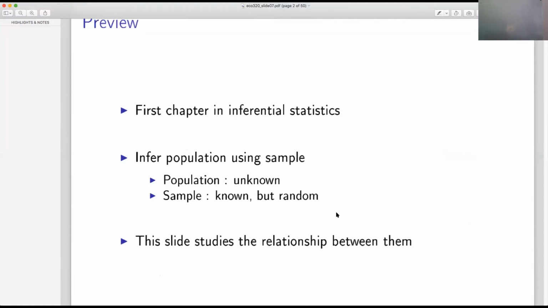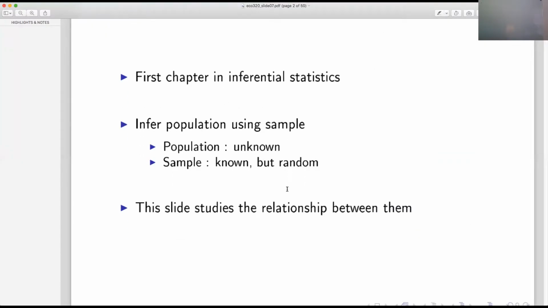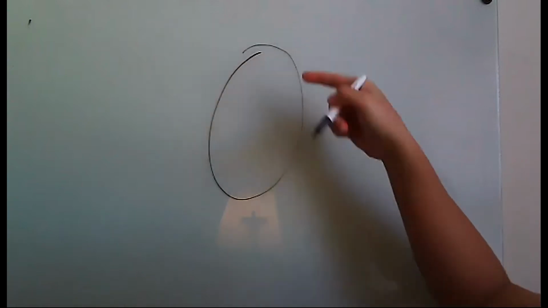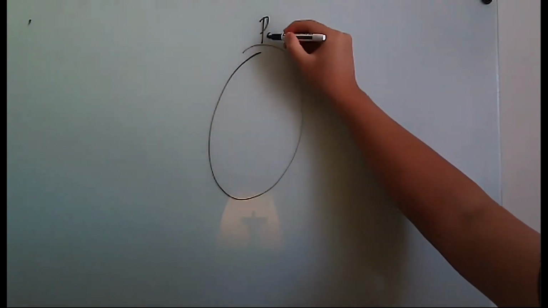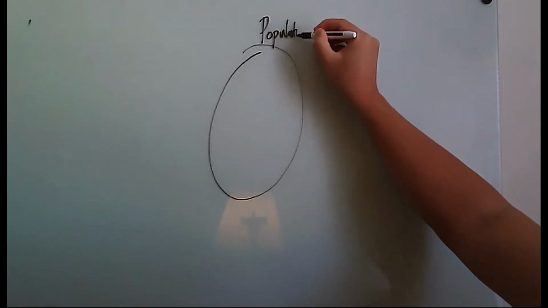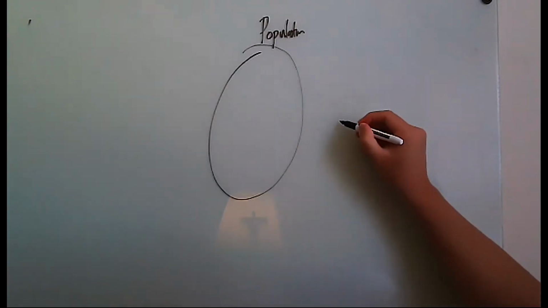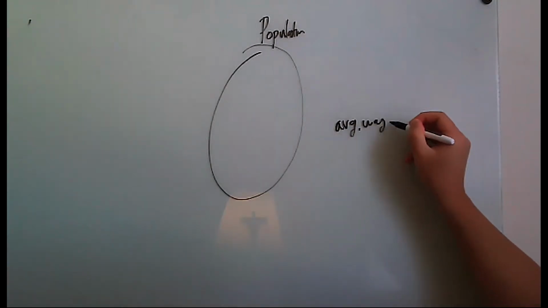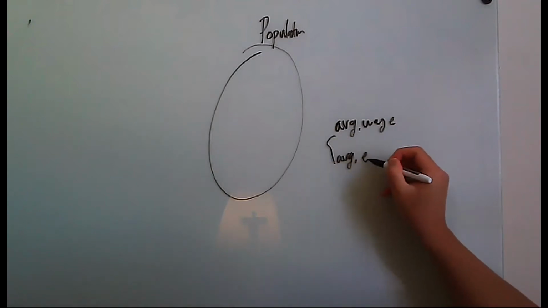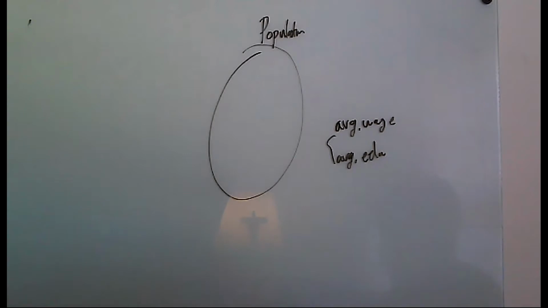So for preview, first chapter, we are trying to infer our population using some sample. So the idea is like that. Let's say this is a whole population, or population means all the people in the United States. So we want to know, like, average wage or average education, something like that. We want to know that.